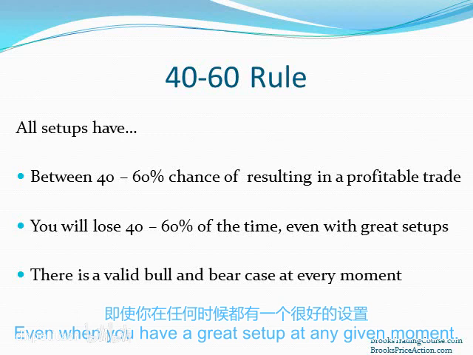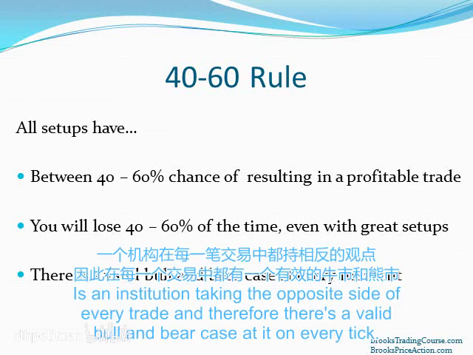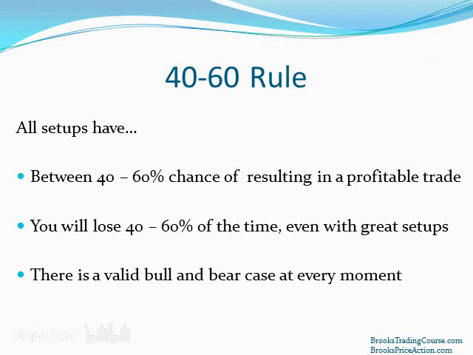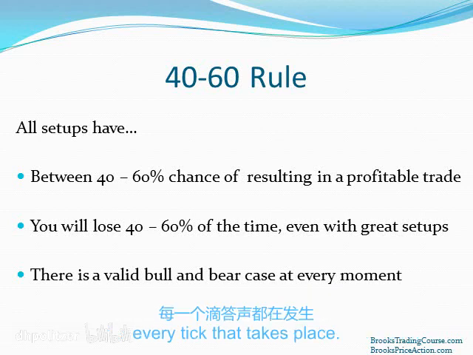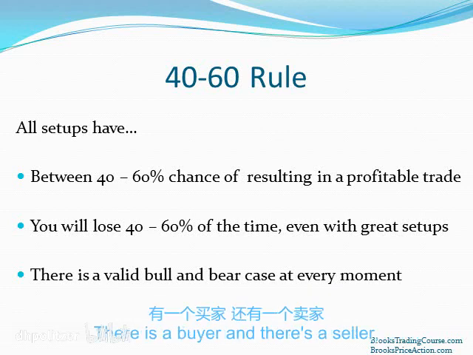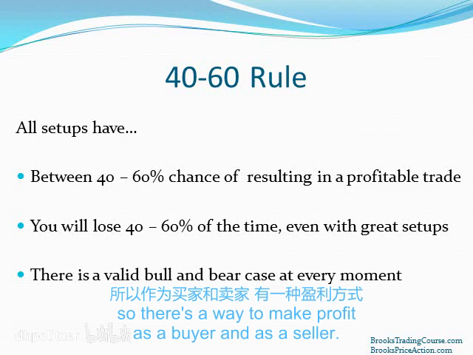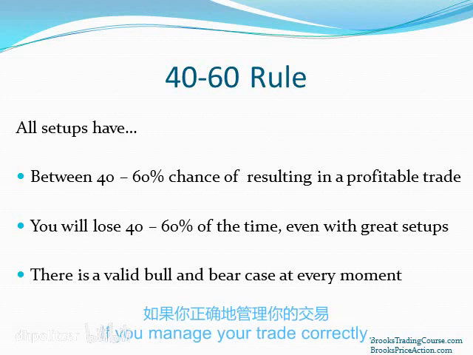At any given moment, there's an institution taking the opposite side of every trade, and therefore there's a valid bull and bear case on every tick. The assumption is that all institutions are profitable, and that for every tick that takes place, there's a buyer and there's a seller, so there's a way to make profit as a buyer and as a seller if you manage your trade correctly.